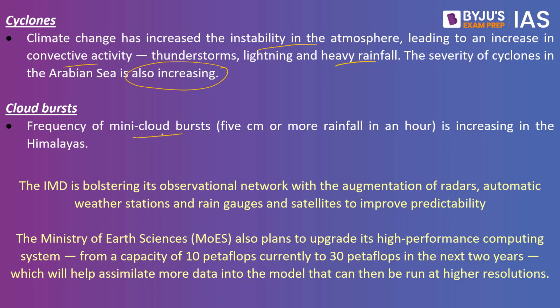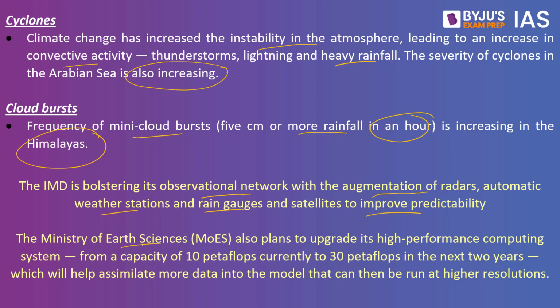The frequency of mini cloudbursts, 5 centimeters or more rainfall in an hour, is also increasing in the Himalayas, and as a result, this increase in the frequency of extreme weather events is posing a challenge to forecasters. Studies have also shown that the ability to predict heavy rainfall is hampered because of climate change. So, what are the measures that have been taken? The India Meteorological Department is bolstering its observational network with the augmentation of radars, automatic weather stations, rain gauges and satellites to improve predictability.